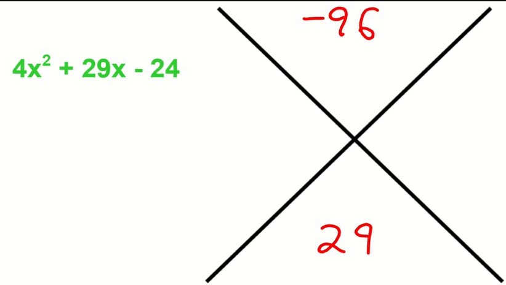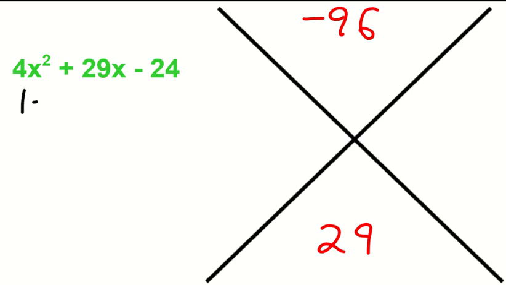I think I got it. 4x minus 3 times x plus 8. All right, so we got negative 96 on the top, 29 on the bottom. We're looking for what multiplies to make negative 96, adds to make 29. Our middle term's positive. That means the bigger number is going to be a positive. Since it's negative for the C value, that means they will have different signs. So bigger numbers always are going to be a little bit tougher.